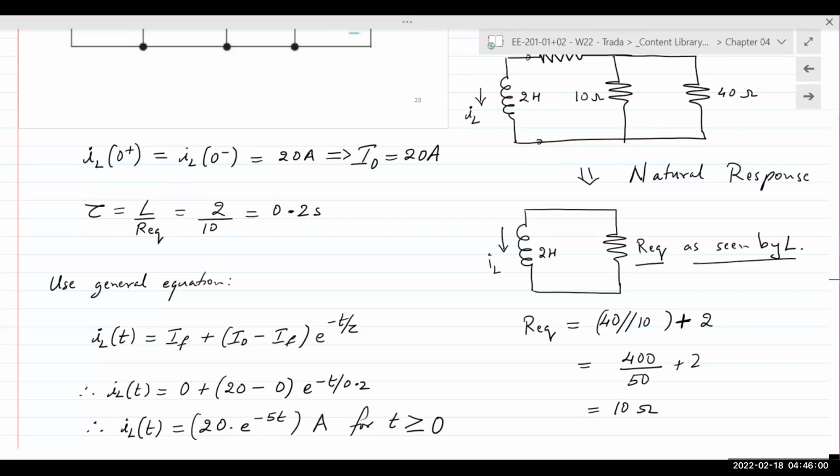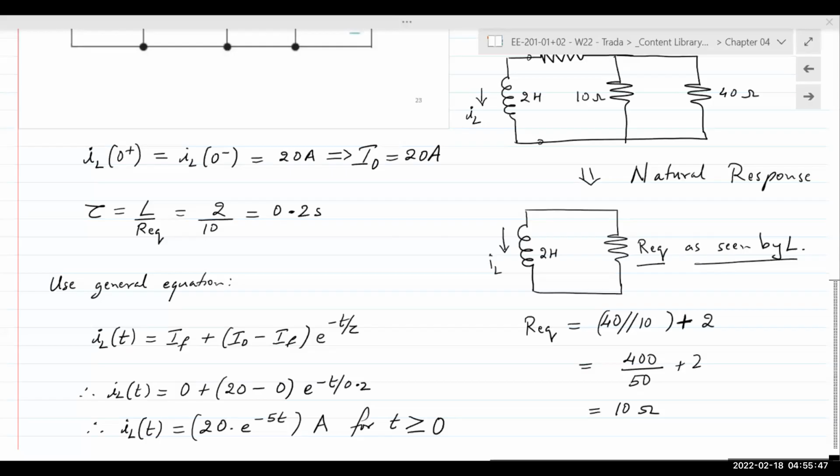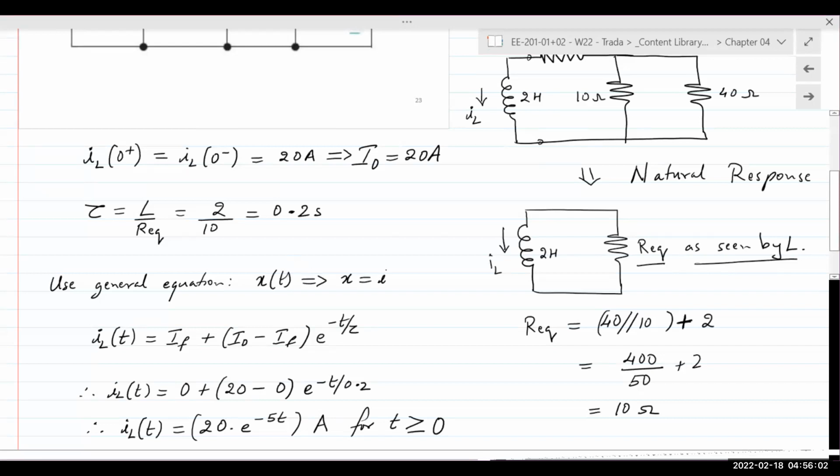So we take the general equation and plug in our values. In the general equation, we have x of t. In this case, we are solving for the current of the inductor, so x of t, x of course is IL. And so we have the expression IL of t is equal to IF plus I0 minus IF times e raised to minus t over tau. Plug in the values.